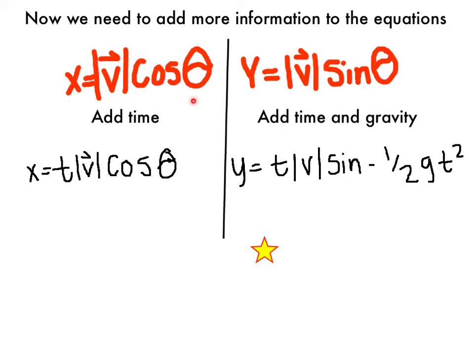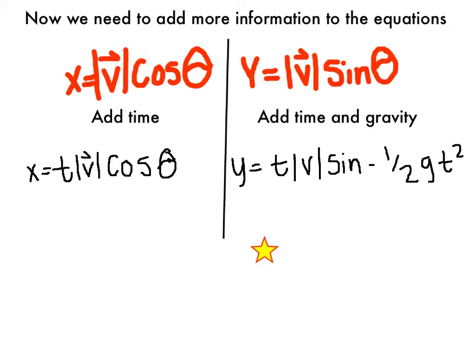So we have x equals velocity cosine theta. Now we have to add time. So the new equation will be x equaling time times velocity times cosine theta.